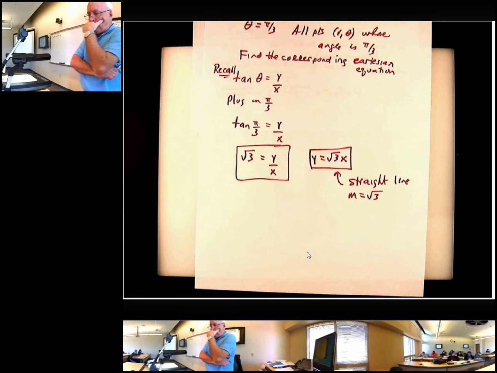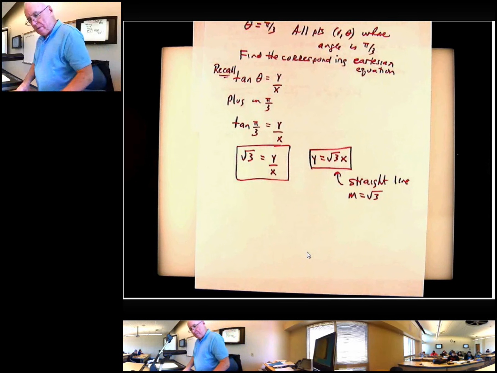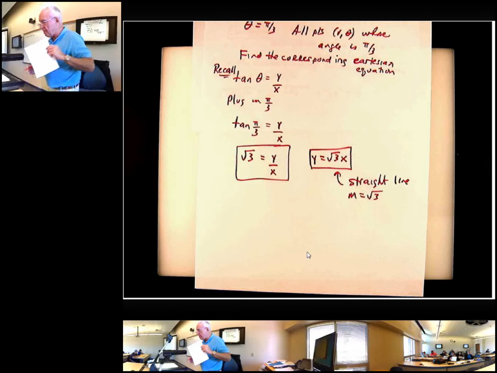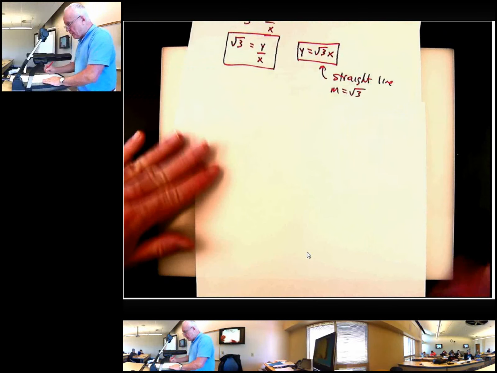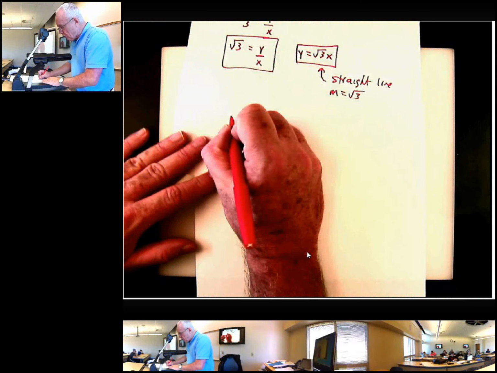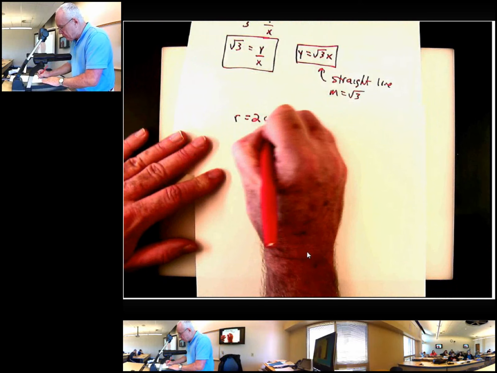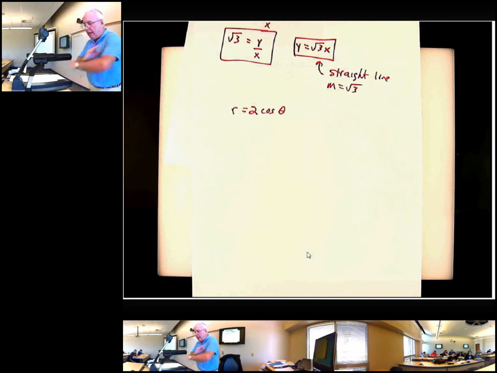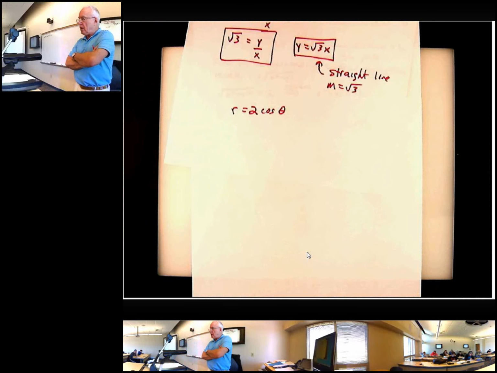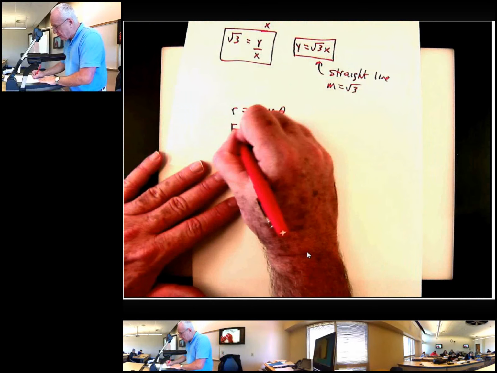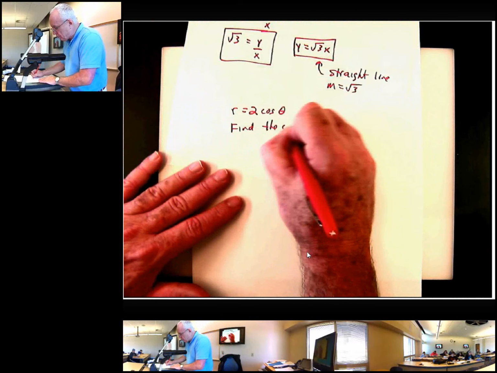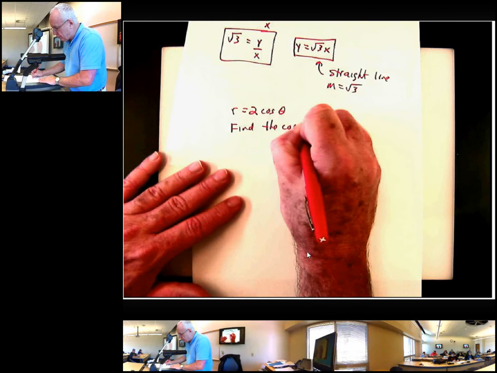This next one we'll just kind of do half of, because I don't think we have time to graph it, but I just want to get it started. So here's another example. Here the curve is r equals 2 times the cosine of theta. Next time we'll graph it. But for right now, let's just see if we can find the corresponding Cartesian equation.